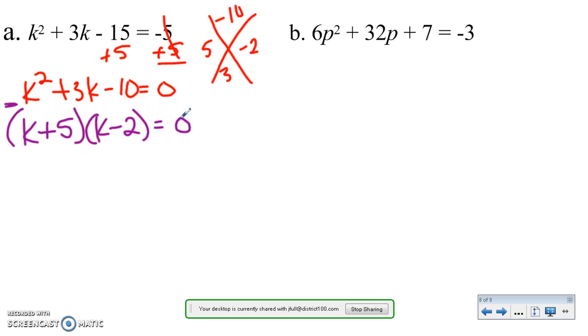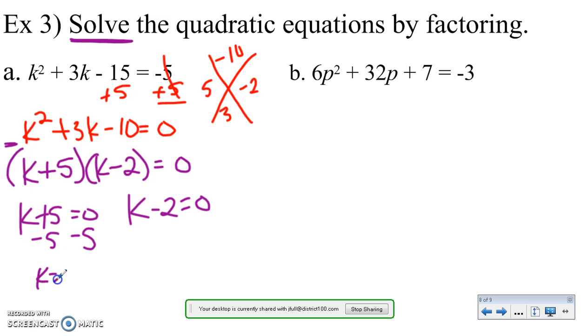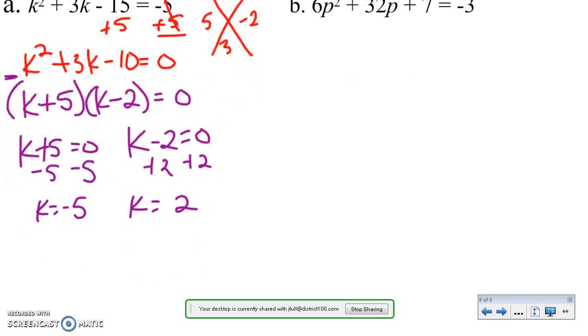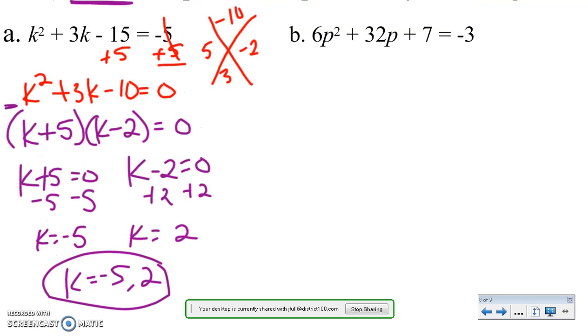And then remember the directions say to solve, so we need to go one step further. So k plus 5 equals 0. K minus 2 equals 0. So we're going to subtract 5 from both sides. We're going to add 2 to both sides. So I get negative 5 and 2. Okay, let's do one more.